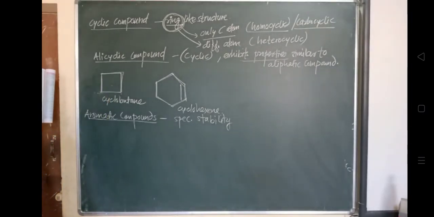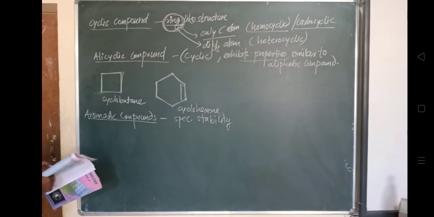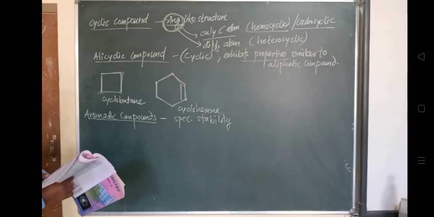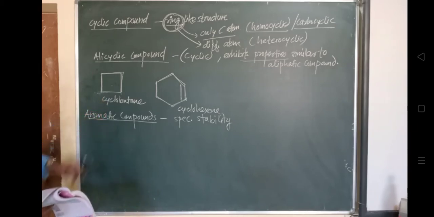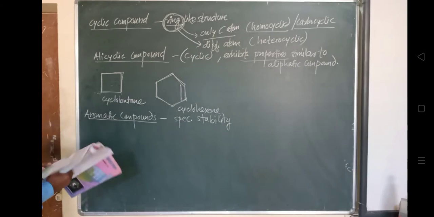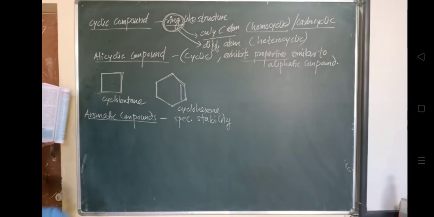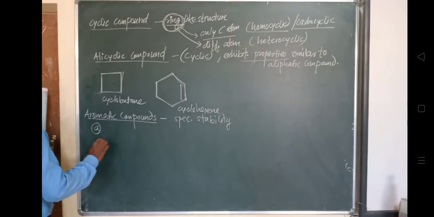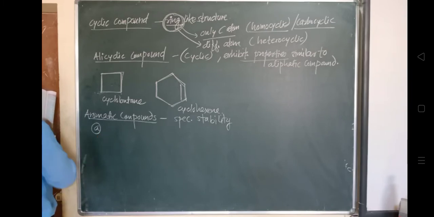Now in case of aromatic, these will have very special stability, and aromatic compounds containing a benzene ring are known as benzoid aromatic. We have already written the classification for aromatic; aromatic also has two classifications. The cyclic compounds which contain a benzene ring will be called benzoid aromatic.